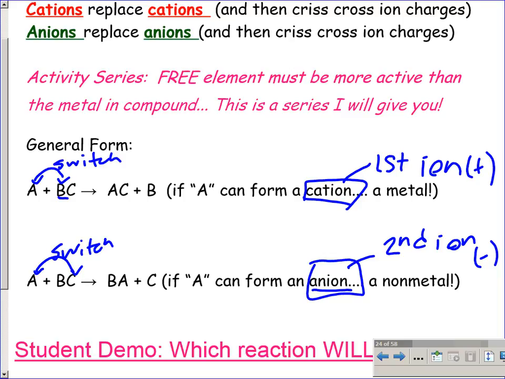Turn to the back of your blue sheet, and look where it says activity series of halogens on the upper right-hand side, and then activity series of metals. There should be a number of blue sheets around. Is there one with a surplus? Is that a surplus of blue?